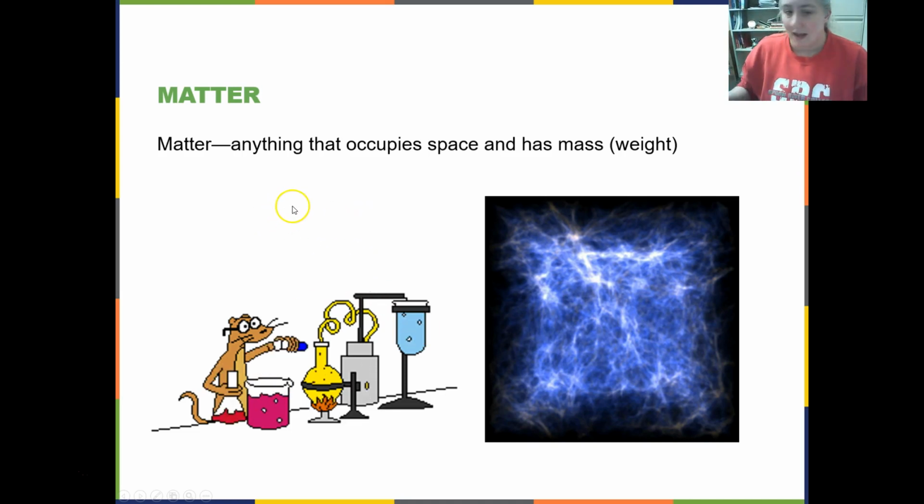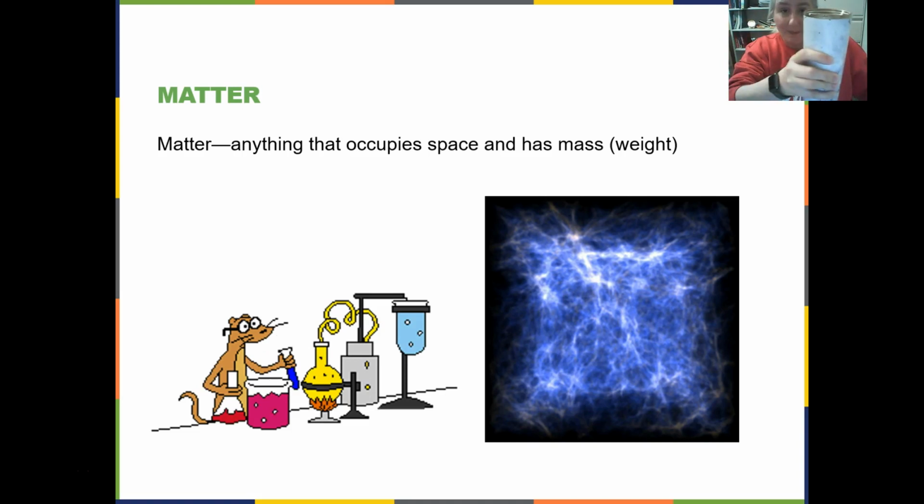So I always like to start it out with talking about the very broad terminology. So what is matter? Matter is anything that occupies space and has a weight. And so the table that you're sitting at, if you're sitting at a table, the bed that you might be laying on, the coffee cup that you're holding.